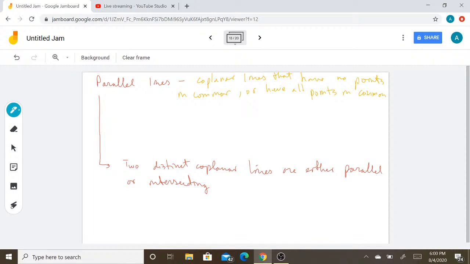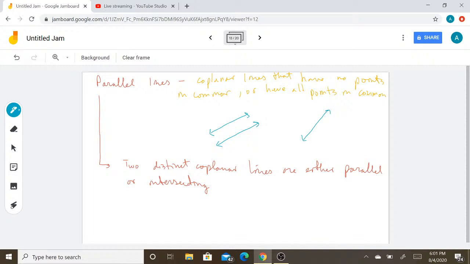week. So parallel lines are coplanar lines that have no points in common, or have all points in common. And what that means is that parallel lines either never intersect, like this is a pair of parallel lines, or they overlap completely, so both lines have all the same points.